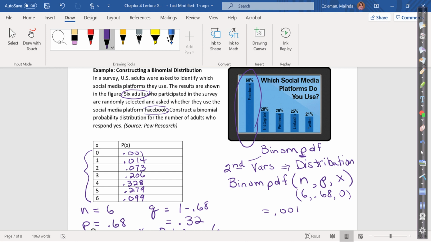But if you look at these, 3, 4, and 5, those are your highest chances for getting that number of adults. And that should make sense to you because about 50% of them, a little more than 50%, use Facebook. So a little more than 50% would be the 4 and the 5.